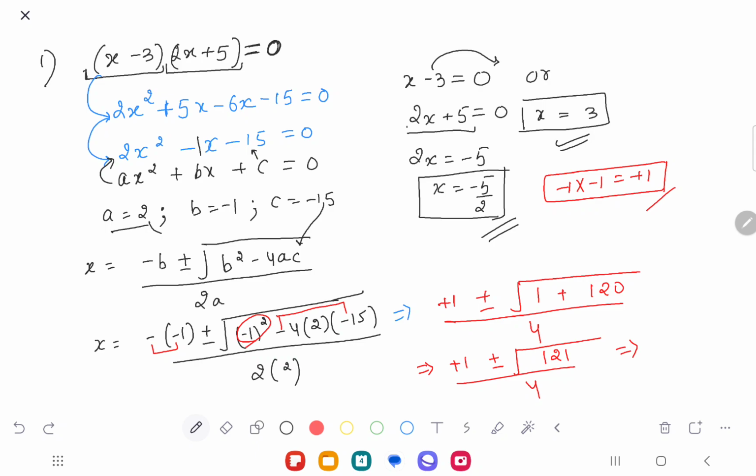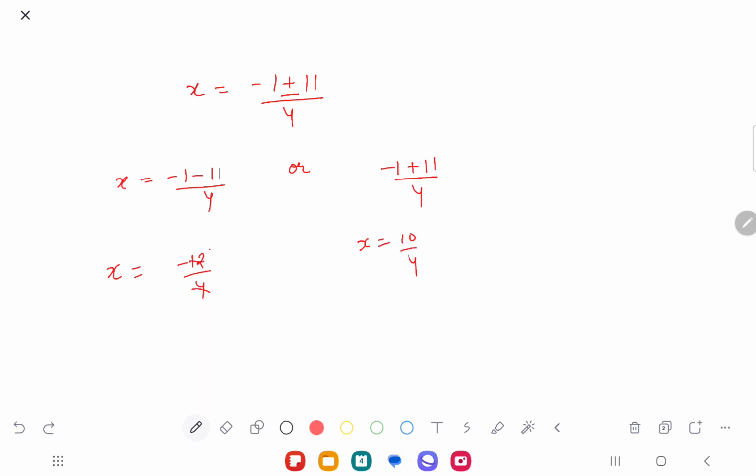Right? So what do you think we have right here? We have minus 1 plus minus 11 over 4. So my two values of x shall be minus 1 plus minus 11 over 4. Now just put in the values. Either x is minus 1 minus 11 by 4 or minus 1 plus 11 by 4. So x shall be minus 12 over 4 and x shall be 10 over 4.